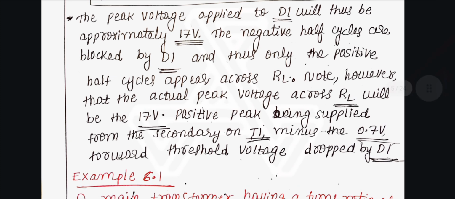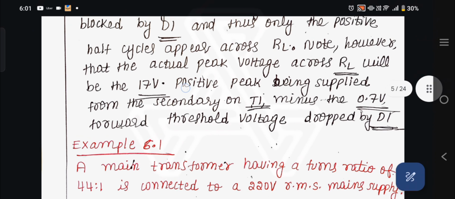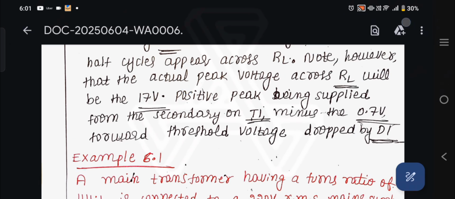The negative half cycles are blocked by D1 and thus only the positive half cycles appear across RL. Note, however, that the actual peak voltage across RL will be the 17 volt positive peak being supplied from the secondary of T1 minus the 0.7 volt forward threshold voltage dropped by D1.